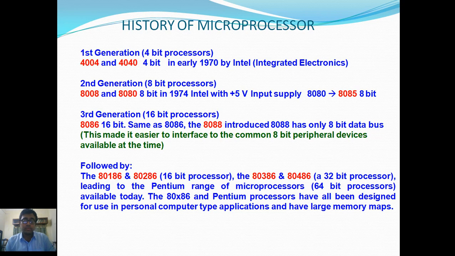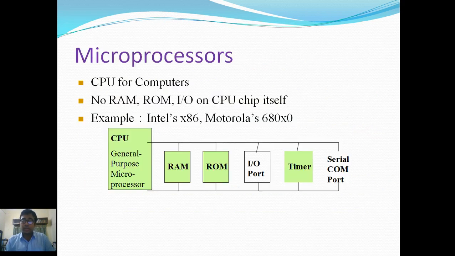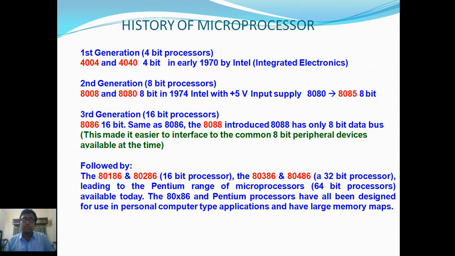Now followed by the 80186 and 80286, both 16-bit processors. The 80386 and 80486 are 32-bit processors, leading to the Pentium range of microprocessors, which were 64-bit processors. It means as time passes, the speed of the processor increases. Now we have 64-bit processors available today, but we started with the 4-bit processor. The 8086 and Pentium processors have all been designed for use in personal computer type applications and have large memory maps.